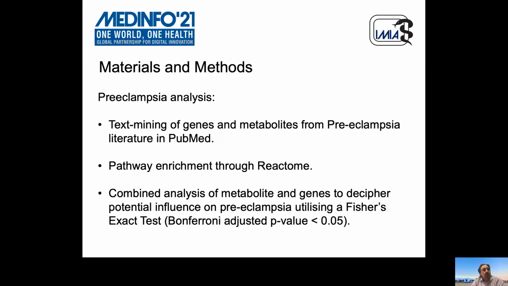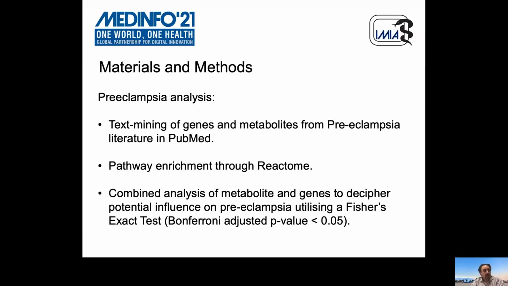We then carried out the preeclampsia analysis just to test the biomedical application of the new methodology, expanding the analysis to full text and the metabolites. For this purpose, we retrieved, applying text mining, annotations for genes and metabolites derived from the preeclampsia literature in PubMed.